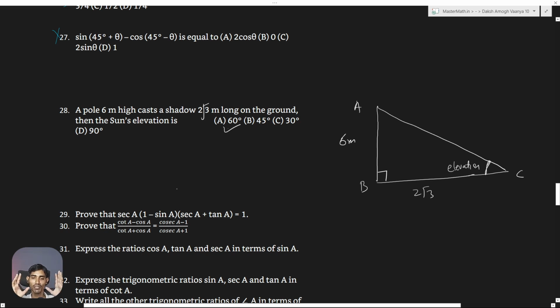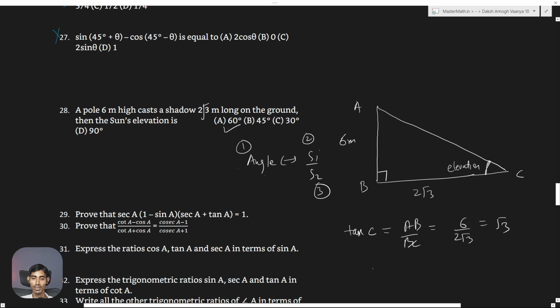So this is the first question, the first basis of the whole trigonometry chapter, that if an angle is related to two sides' ratio, then if two of these three things are given, we can find the remaining third thing. Here two sides are given, so we can find the angle. So tan of C is AB by BC, which is 6 by 2 root 3, which is root 3, and C is going to be 60. As simple as that.